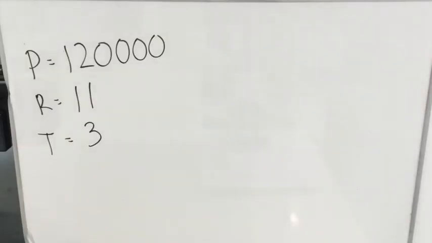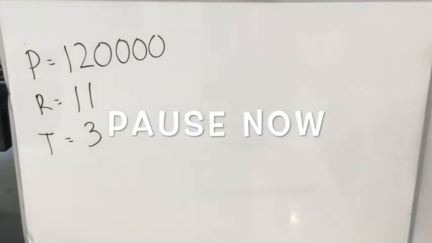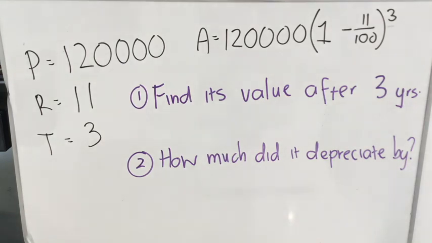Here's where the information fits in. Started at 120k. It reduces or depreciates by 11% per year. So that's our rate of depreciation. And these questions we're asking you, find its value after 3 years and how much has it reduced in value by after 3 years. So we're only interested in a time frame of 3. All right, swap those numbers into your formula. Before we work out what the questions are asking, let's get the numbers into our formula. That's what our formula should look like if we put the numbers in the right spots. And here are the 2 questions that it's asking.